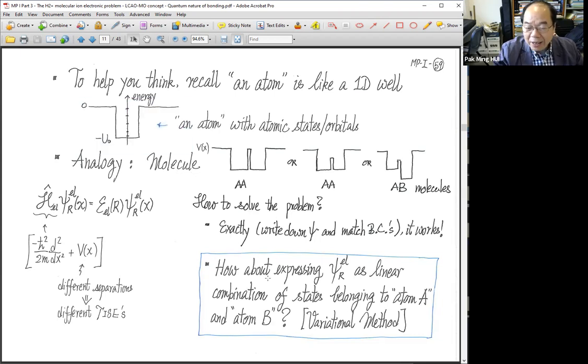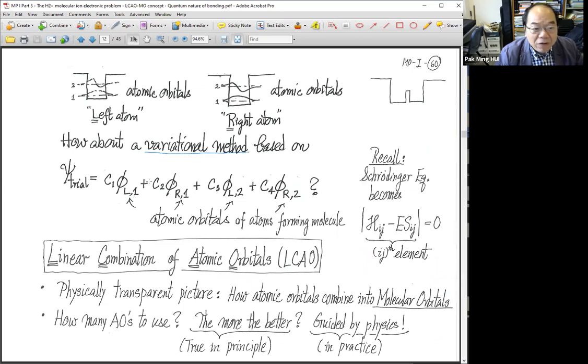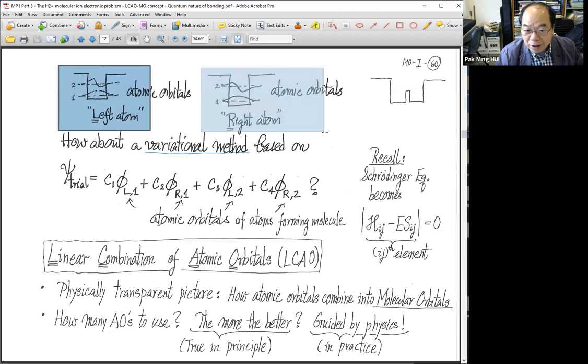But there's another way to do it. If I think about the left-hand side well as the left atom, I know the solution. So this is the ground state, this is the first excited state, and you know it well. The right atom, the same thing, so you know the ground state and the first excited state. Now, if you are given this new problem, the second method is to try to construct the solutions to this problem based on the known solutions of these single well problems, left and right.